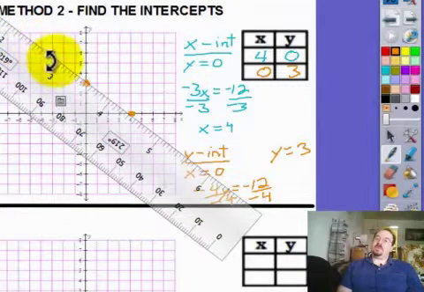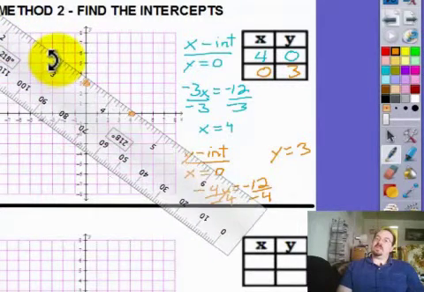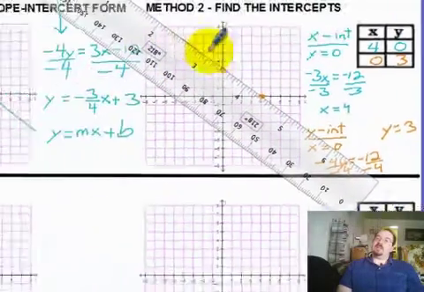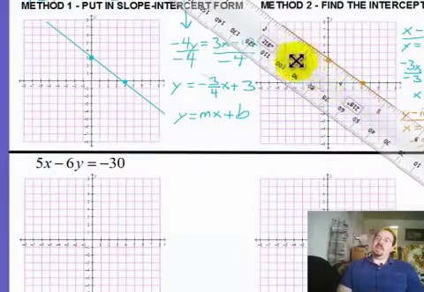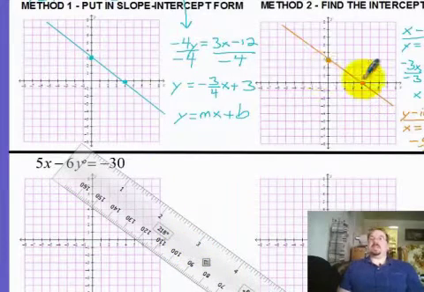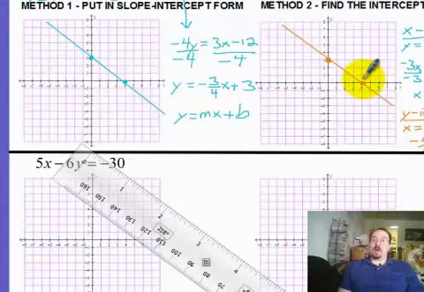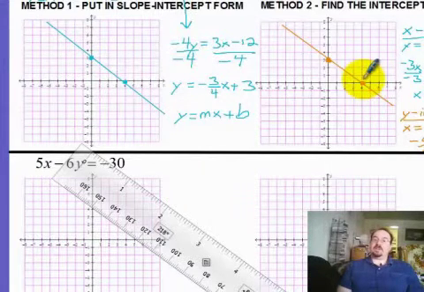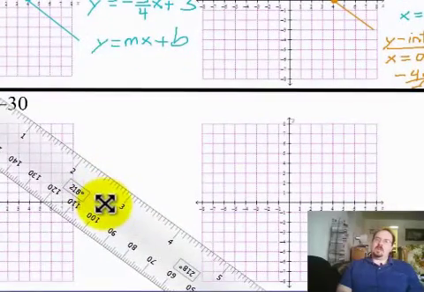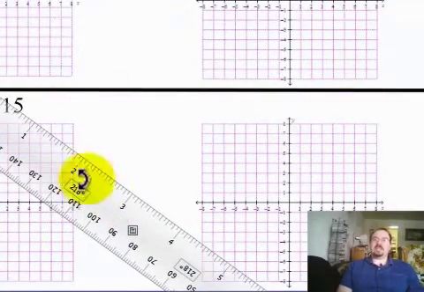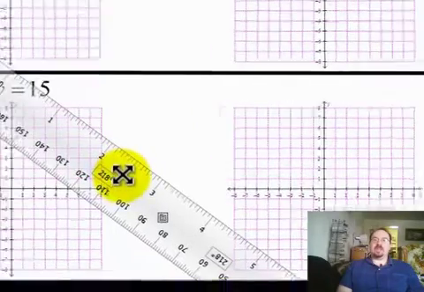It looks pretty close. My artistic skills are just not quite there, but this is my line, and pretty much looks like the other line that I drew. We did it 2 different methods. First by solving for y and putting in slope-intercept form, and the second method by finding the intercepts. Let's do one more like that, and I will actually skip ahead a little bit here and do the one on the next page.